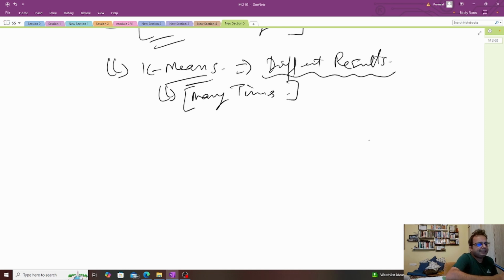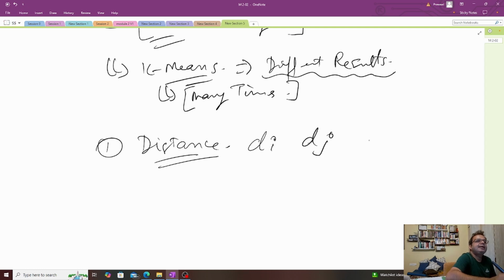There are a few things that we spoke about, but we did not get into the depth. One is the distance. How do you find the distance between 2 points? Let's suppose there are di and dj data points. How do you find the distance between these 2 points? And in general in statistics you'll find that the distance between 2 points can be found in a variety of ways.